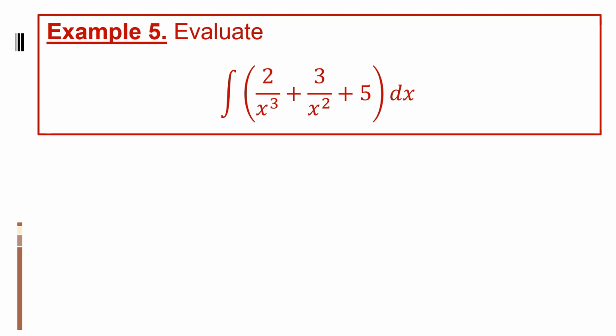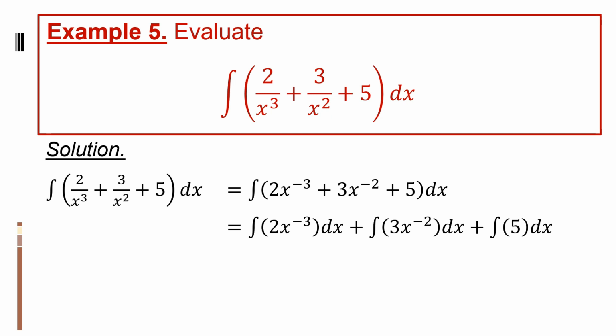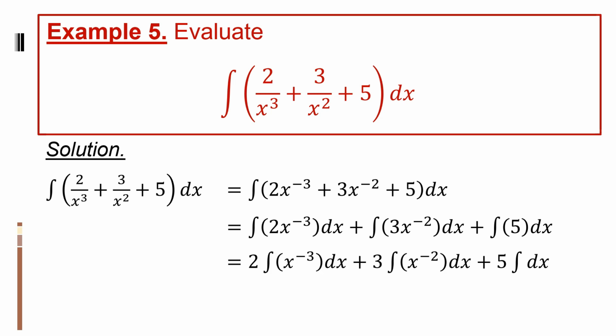And finally, let's evaluate the integral of 2 over x cubed plus 3 over x squared plus 5 dx. So for our solution, gawin muna natin siyang exponent na nasa taas. So we have the integral of 2 times x raised to negative 3 plus 3 times x raised to negative 2 plus 5 dx. So mas madali na tayong mag-work. So we have the integral of 2x raised to negative 3 dx plus the integral of 3x raised to negative 2 dx plus the integral of 5 dx.